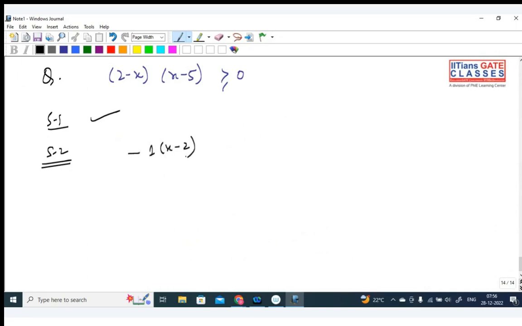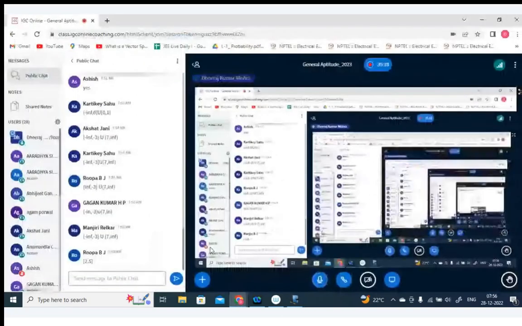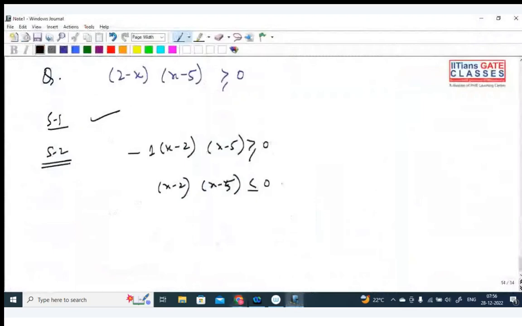x minus 5, greater than 0. Now, if you are dividing by minus 1, this becomes x minus 5 and the inequality sign will change. How many of you understood this step? This is a very, very important step which you have to understand and take care of, right?